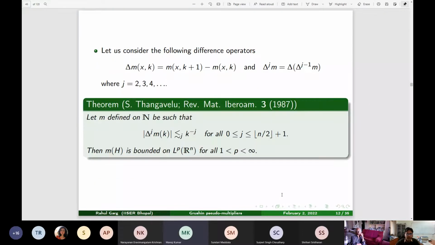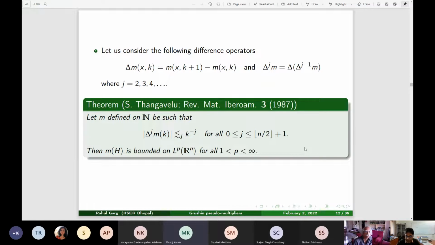To say a little further, the initial work was by Thangavelu in '87, where he studied an analog of Hormander's multiplier theorem, not for pseudo-multipliers, but for multiplier functions. If the difference operators give you k to the power minus j, for each derivative you get an extra decay at infinity. These are discrete derivatives, just the difference operators. Each time you take M(k+1) minus M(k), and you keep iterating this. So these are higher order difference operators, the natural analog of derivatives in the discrete setup. Then this operator is Lp bounded.